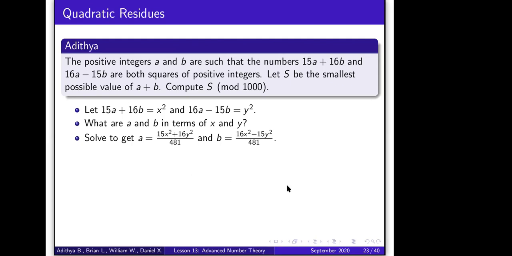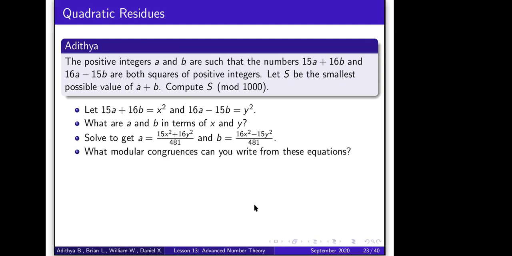So now we need to know what x and y are, and we want to find the minimum possible value of a plus b. Here a plus b will be (31x squared plus y squared) over 481, but we still don't know anything about x and y other than that a and b are both integers. That means that (15x squared plus 16y squared) over 481 is an integer, and (16x squared minus 15y squared) over 481 is an integer.